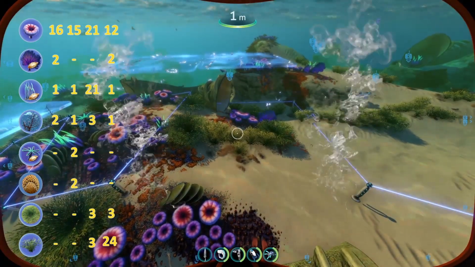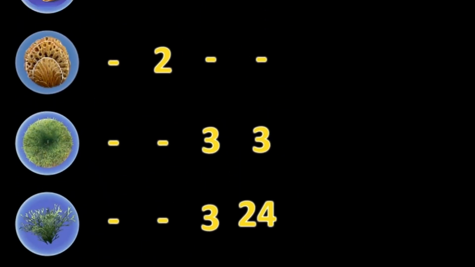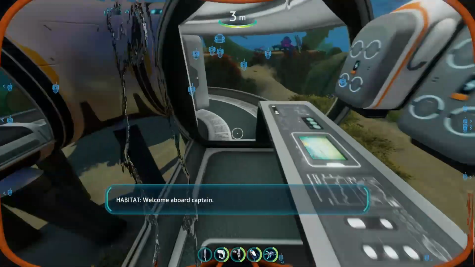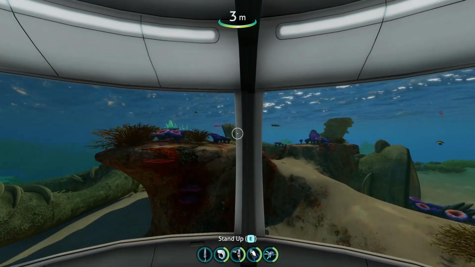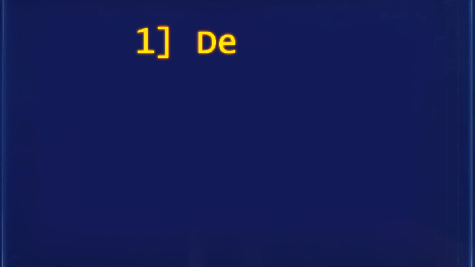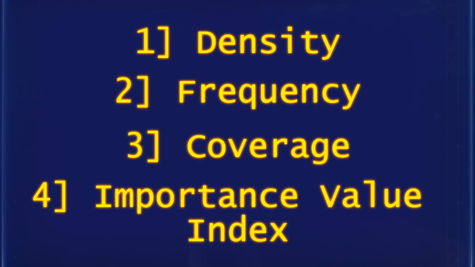Anyway, so what are these numbers for? And what do they mean? To answer that question, I've gotta go back to my thinking chair first. Welcome aboard, Captain. Oh, thanks. Okay, so, to make those previous data meaningful, we have to look at 3 main parameters: density, frequency, and coverage. And by summing them all, we get something called the importance value index.